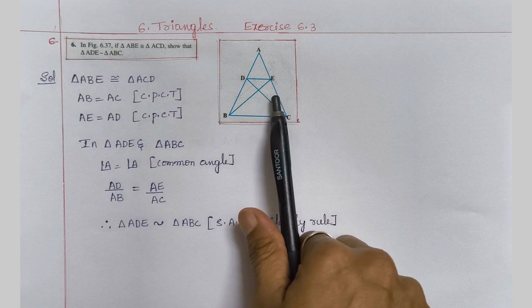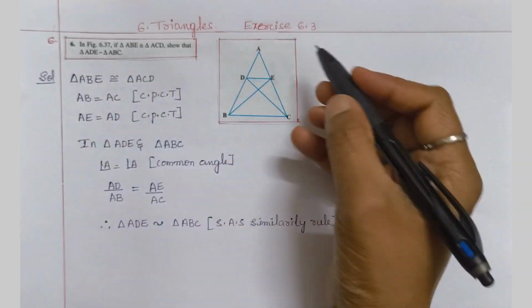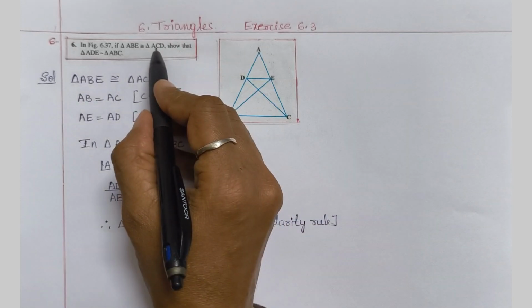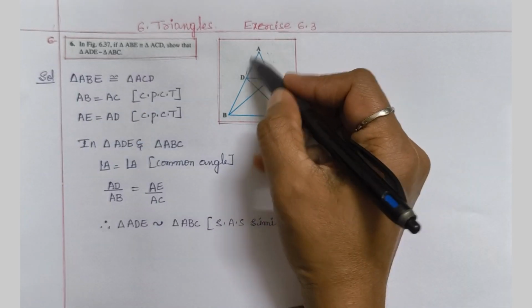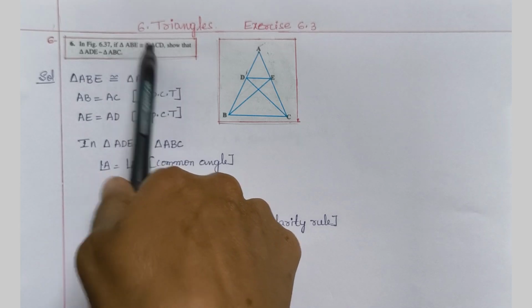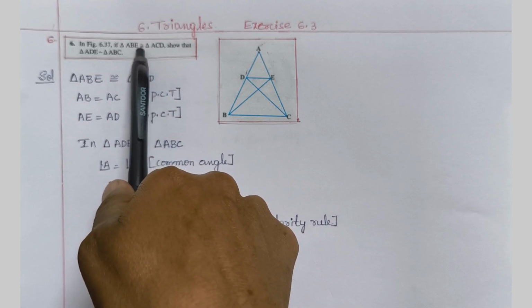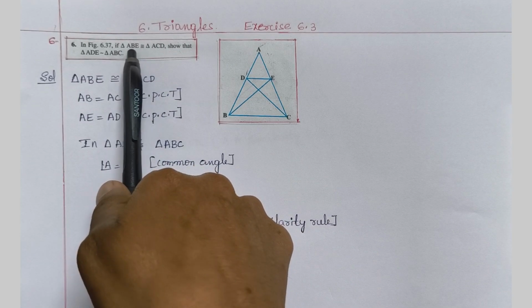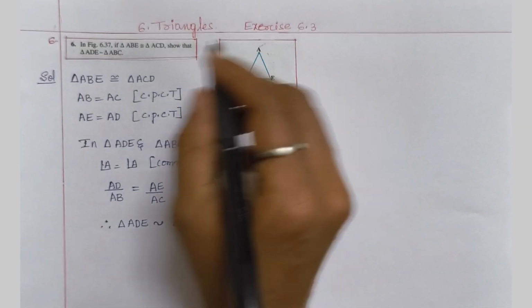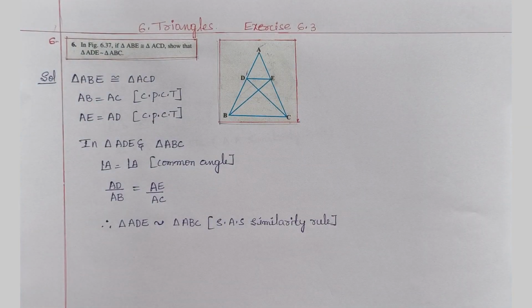In this diagram, triangle ABE and triangle ACD are congruent triangles. Now we will prove what? Triangle ADE and triangle ABC, we have to prove they are similar triangles. This is the question. Okay, try to understand where the congruence is and where the similarity is.